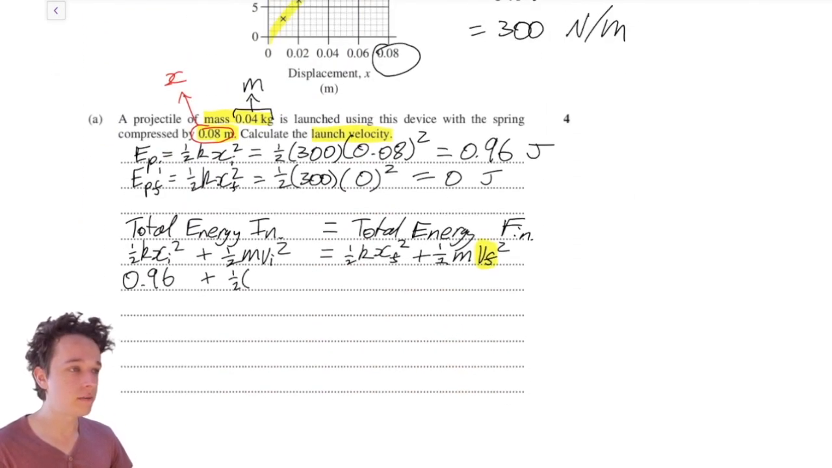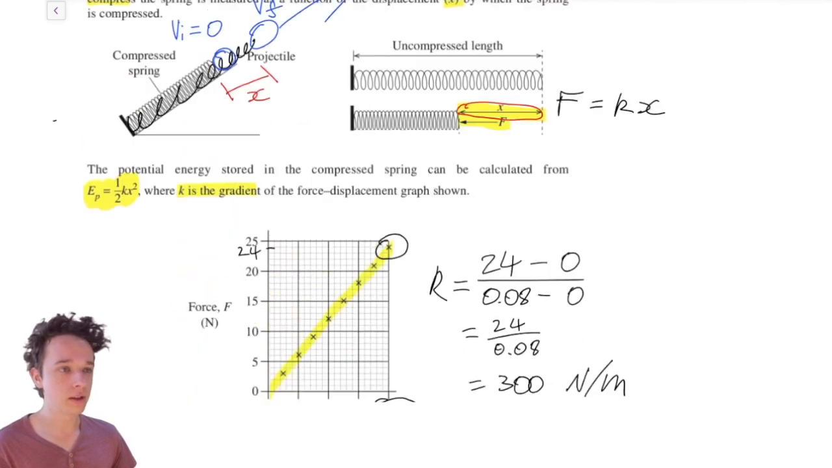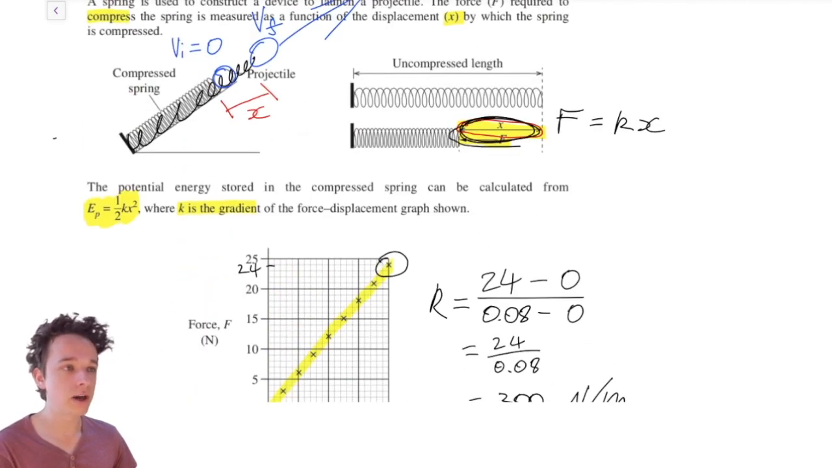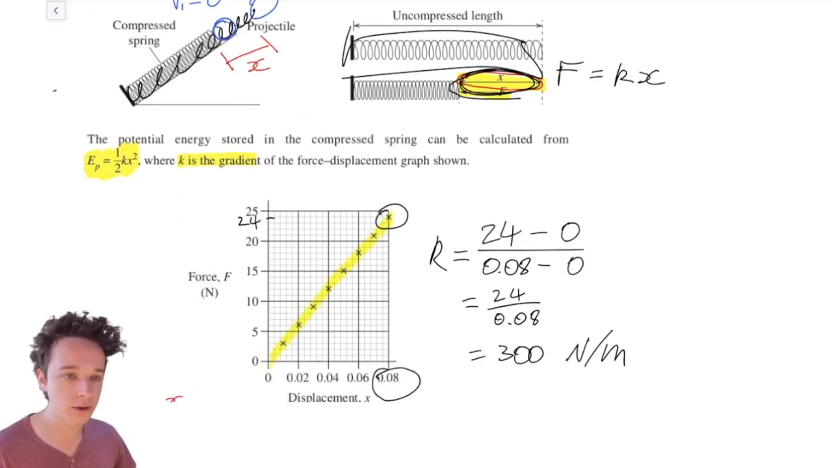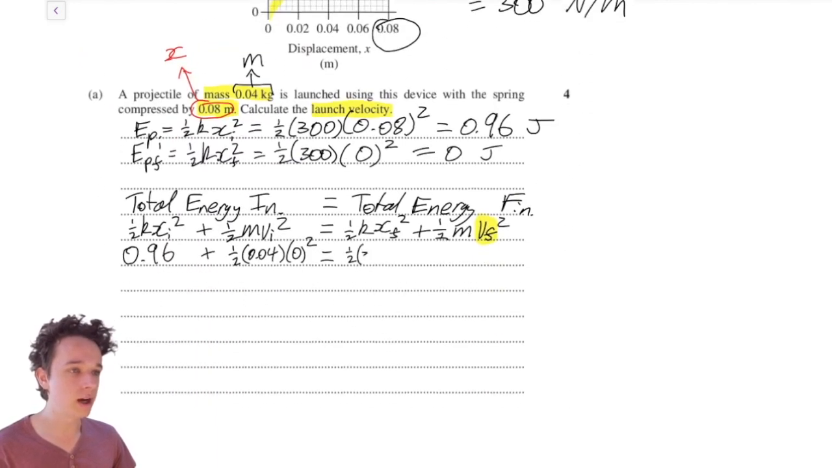So this is going to be half m, which is 0.04, multiplied by 0 squared, is equal to half k xf squared. What's the displacement of the spring after it returns to its uncompressed state? Well, that's just 0, right? This x value here for an uncompressed spring is just 0. So if we sub in 0 to that xf, we get half multiplied by 300 multiplied by 0 squared.